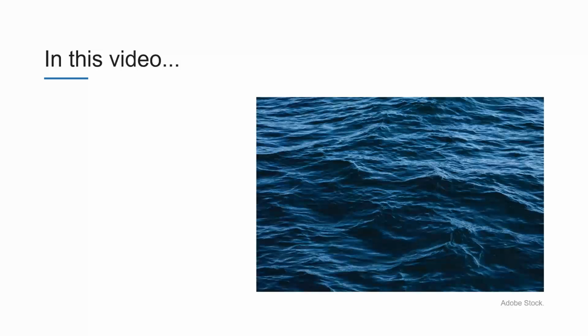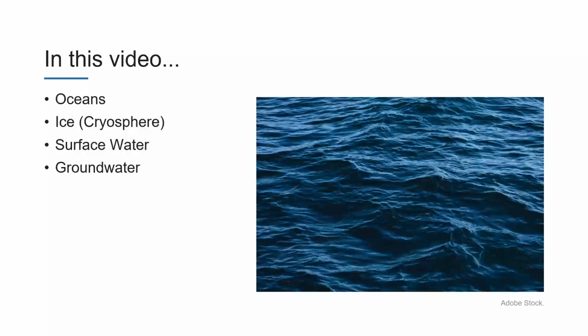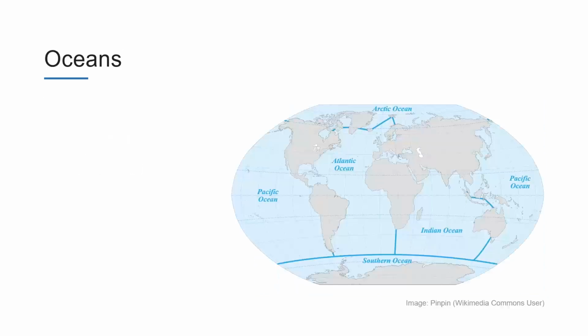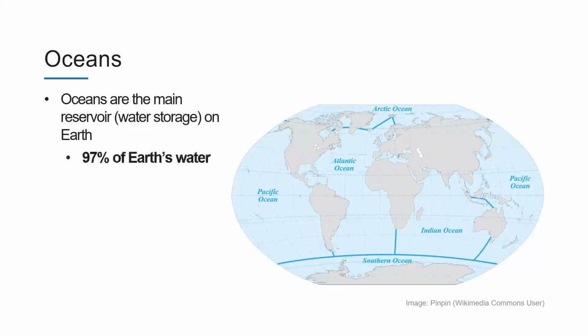In this video, we'll cover where water is found on Earth, including in our oceans, trapped as ice, which we also call the cryosphere, and in surface and groundwater. The Earth's oceans are the main reservoir or water storage system on our planet. 97% of Earth's water is stored in the oceans, and they cover 71% of the Earth's surface.